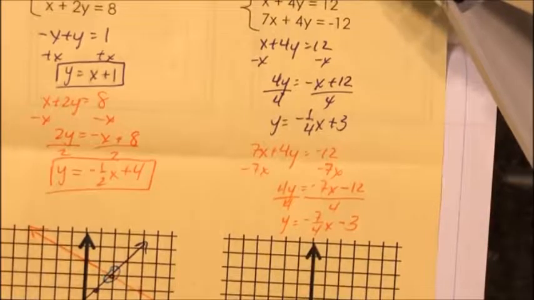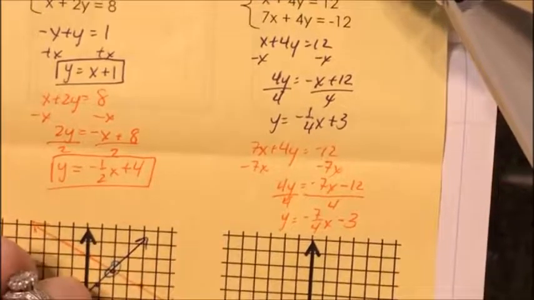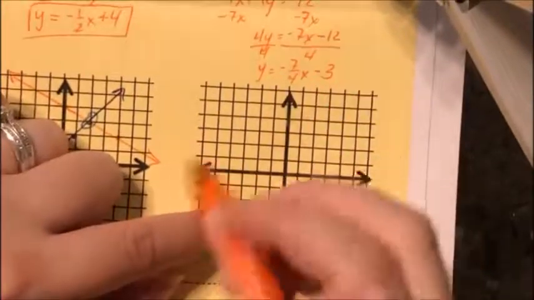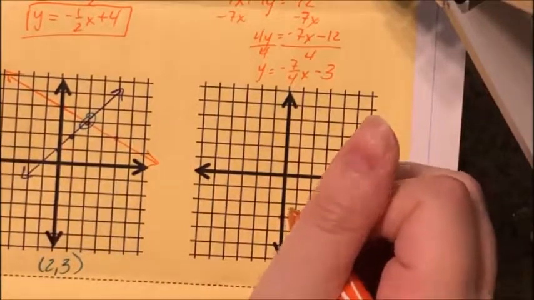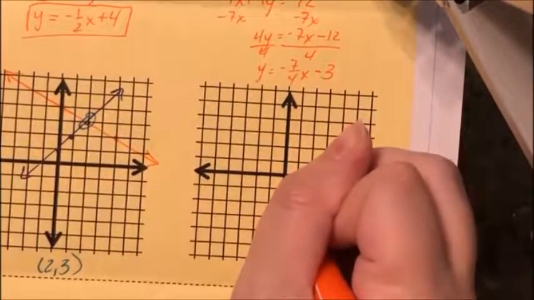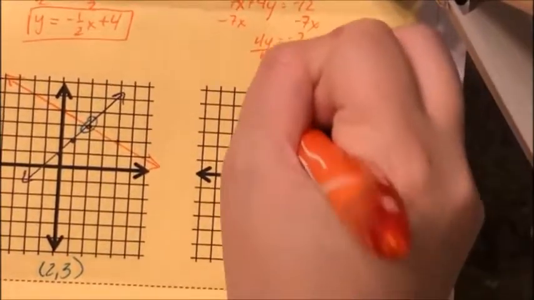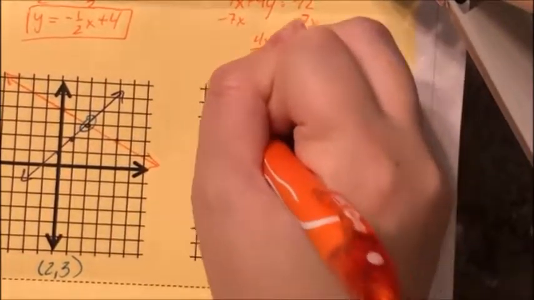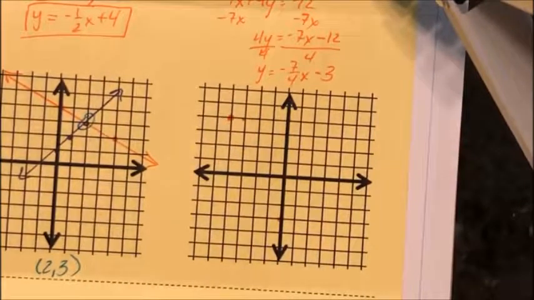Okay, so I start with negative 3. 1, 2, 3. So there's my first point down here. All right, so I'm going to go the opposite way. 1, 2, 3, 4, 5, 6, 7. 1, 2, 3, 4. So there's my point.